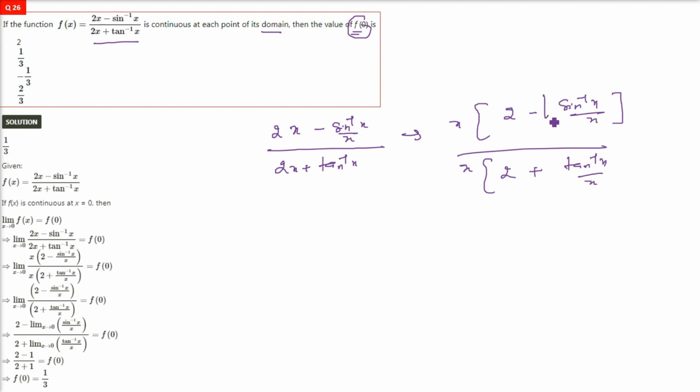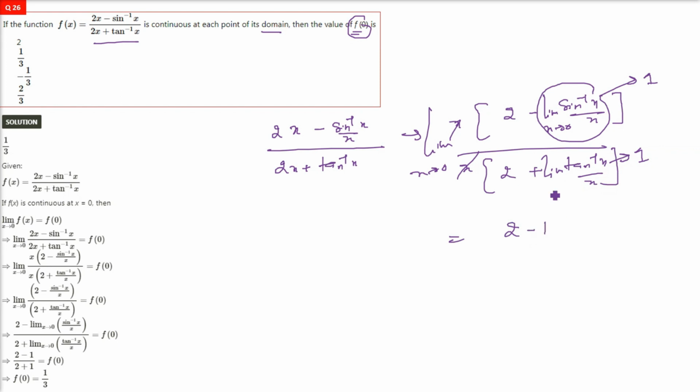As I said, you need to remember sin theta by theta, limit theta tends to 0, is 1. Sin inverse x by x, limit x tends to 0, is 1. Similarly for tan, because tan is simply sin by cos. So when you apply the limit, it is going to be 1. Replace all these by 1. So 2 minus 1 divided by 2 plus 1 is going to be 1 by 3, and that is f(0). 1 by 3 is the answer.